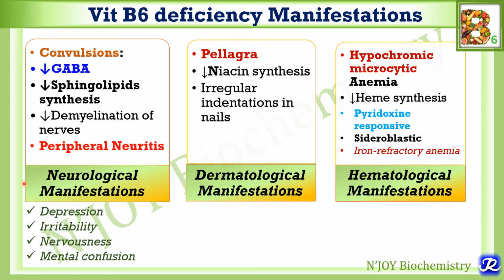This is also called sideroblastic and iron refractory anemia. So this is the picture of a peripheral smear showing the sideroblast. So it is manifested as a sideroblastic anemia.